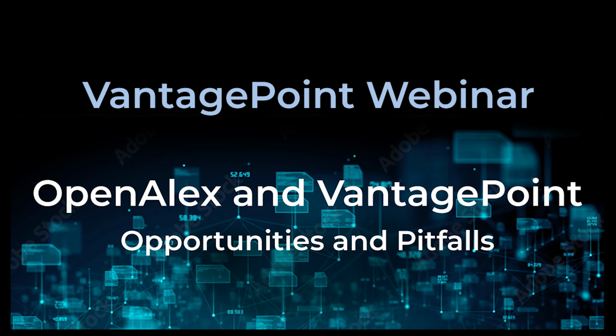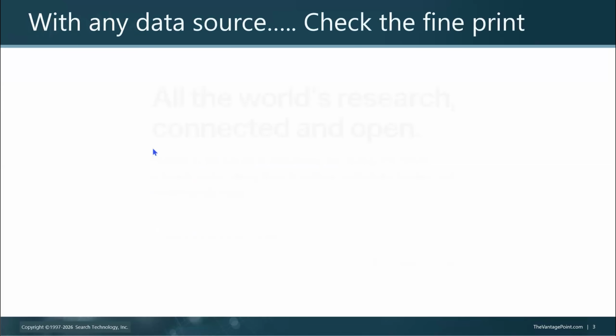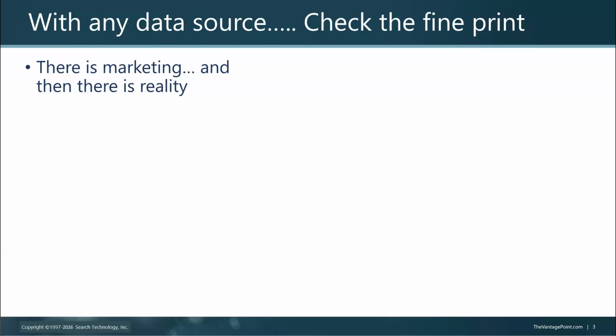So today we're going to cover a quick walkthrough of OpenAlex, what it does and what it doesn't do well, and how VantagePoint can help. So OpenAlex: all the world's research, connected and open, 474 million scholarly works, a wonderful, wonderful potential resource. With any source, always check the fine print. There's marketing and then there's reality.